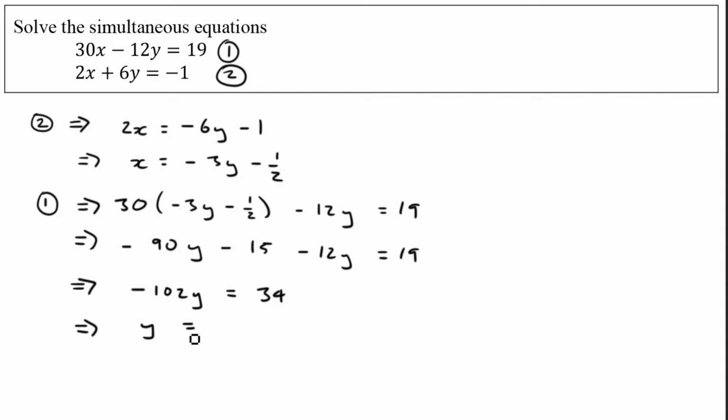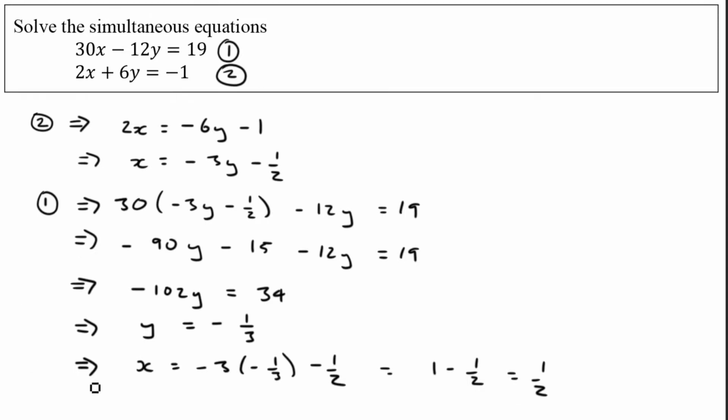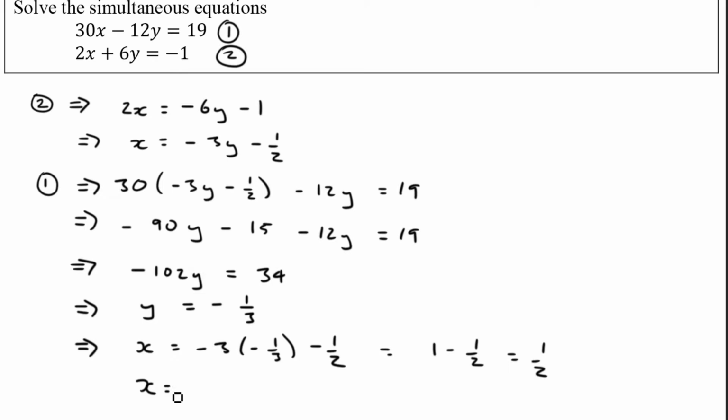giving us a y of negative 1/3. We now need an x value, but we already have an expression for x in terms of y, because x is negative 3 lots of y, which is negative 1/3, subtract 1/2, which is 1, subtract 1/2, which is 1/2. So our conclusion is that x is 1/2 and y is negative 1/3.